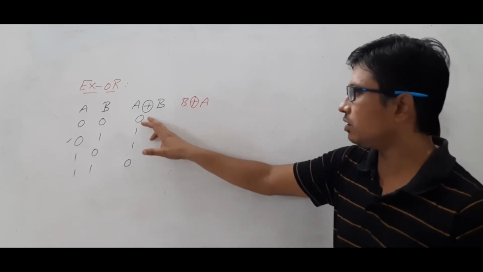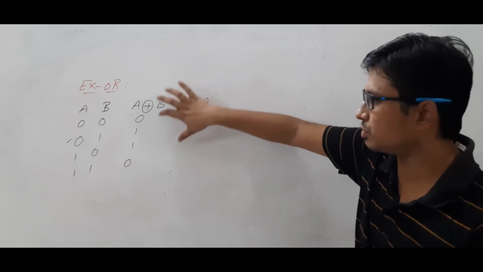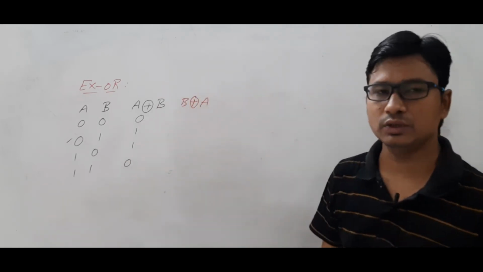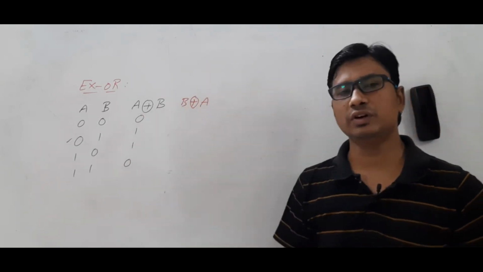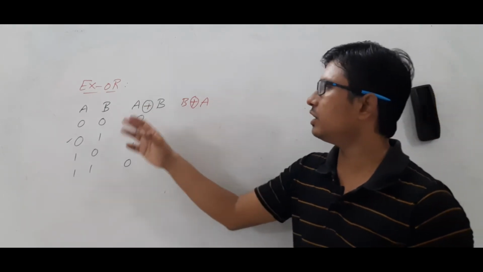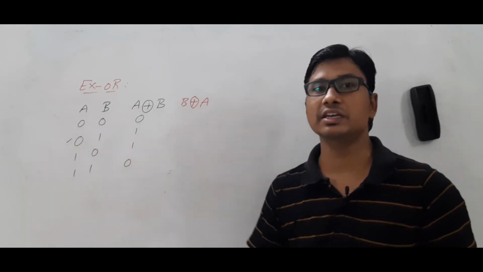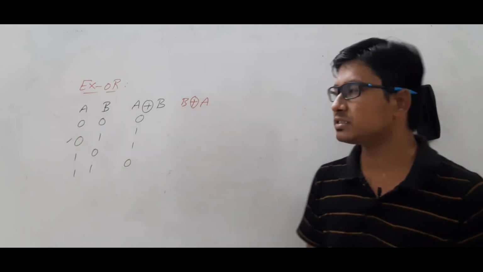What is the output I got? 0, 1, 1, 0. This function also should produce 0, 1, 1, 0. Then I can say that these two functions are equal. Let's see what I said when I was discussing the exclusive OR: if both the inputs are the same, then it produces the output as 0.